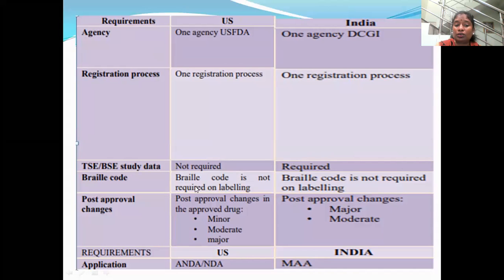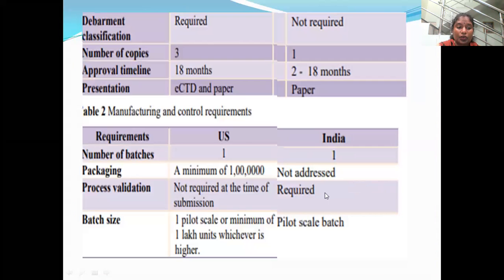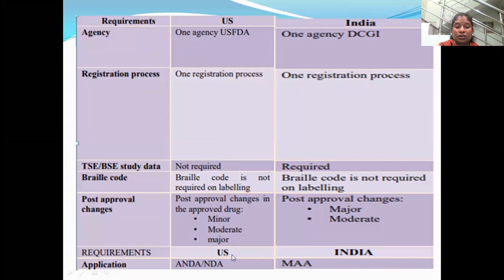The bar code is not required on the labeling, and here also we are not requiring coding. For post approval changes, in the US they need minor changes, moderate changes, and major changes, but in India for post approval changes only major and moderate are considered; minor changes are negligible. Okay, requirements in US and requirements in India.